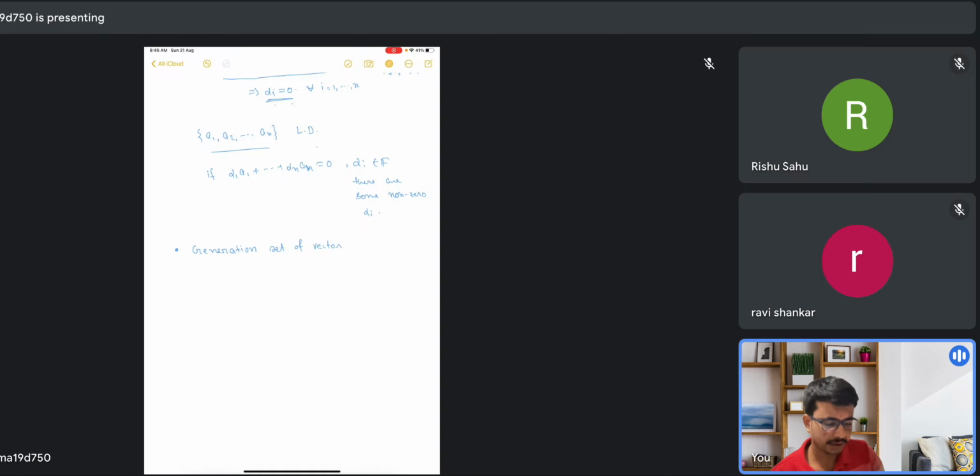Or we can take this as the generating set of a set. You can also take this one, the generating set of a set, or you can tell only what is the generating set. Yeah, please tell me what is the generating set.